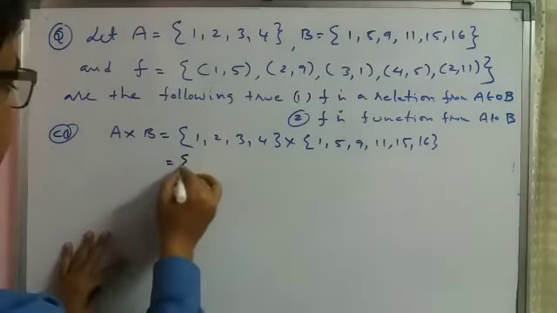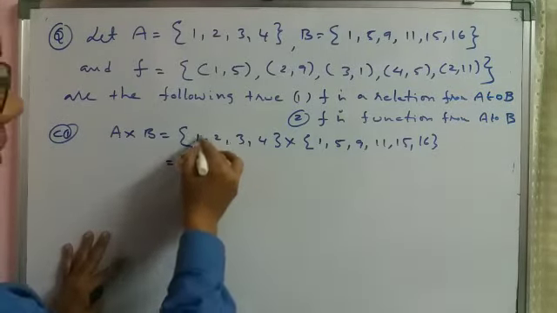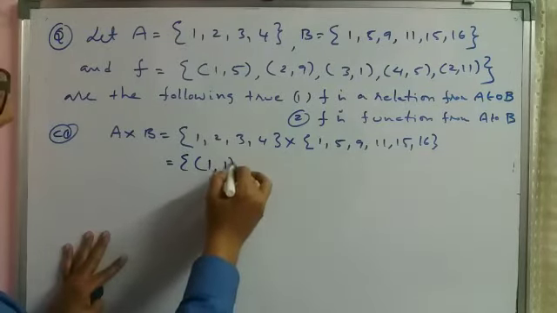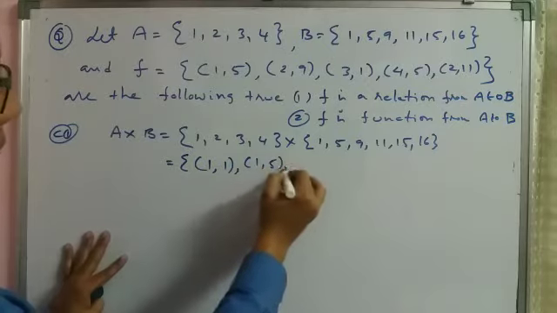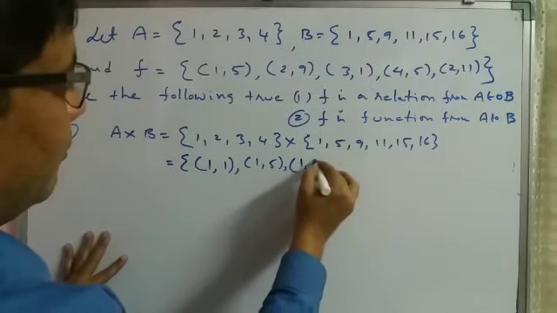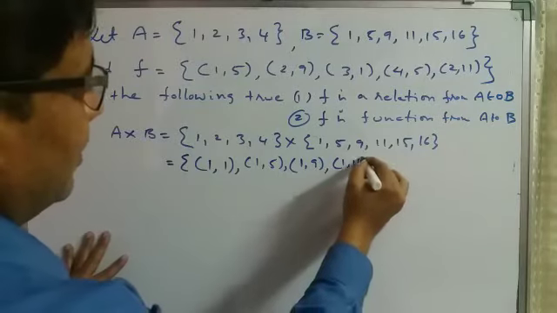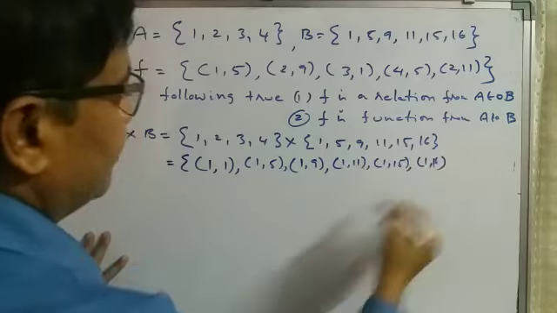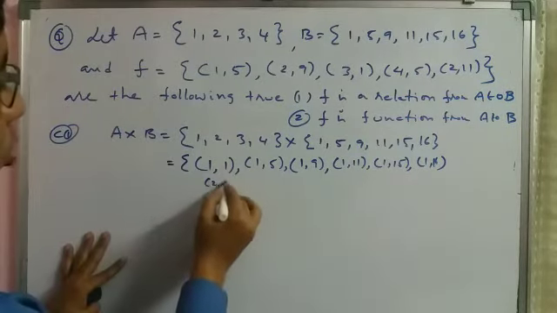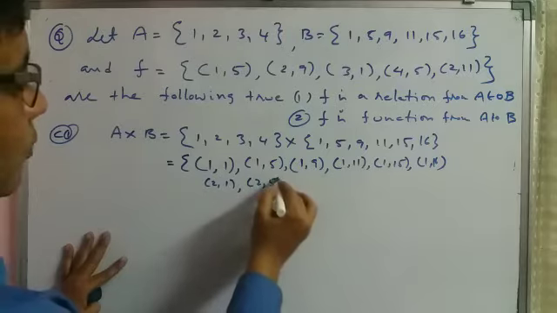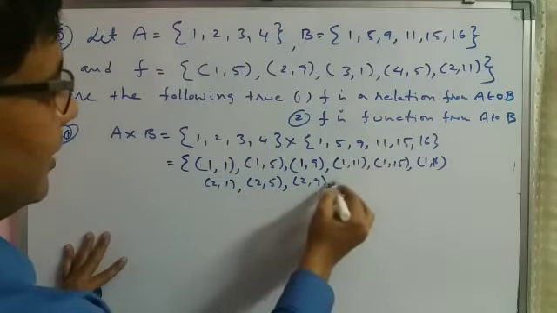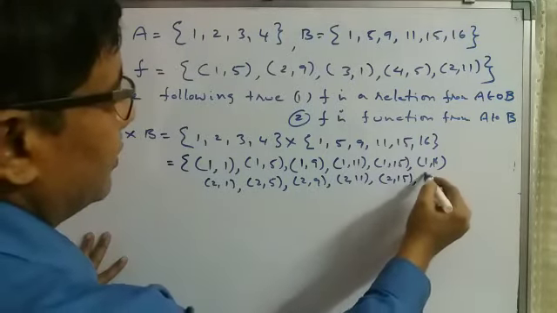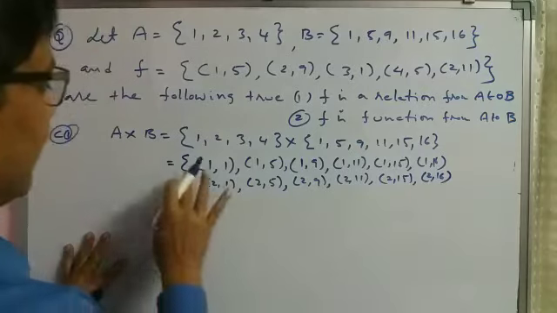Now students, you know the Cartesian product. Start with the first element, then take all elements in the second set, arranging ordered pairs: (1, 1), (1, 5), (1, 9), (1, 11), (1, 15), (1, 16). Then with 2: (2, 1), (2, 5), (2, 9), (2, 11), (2, 15), (2, 16).